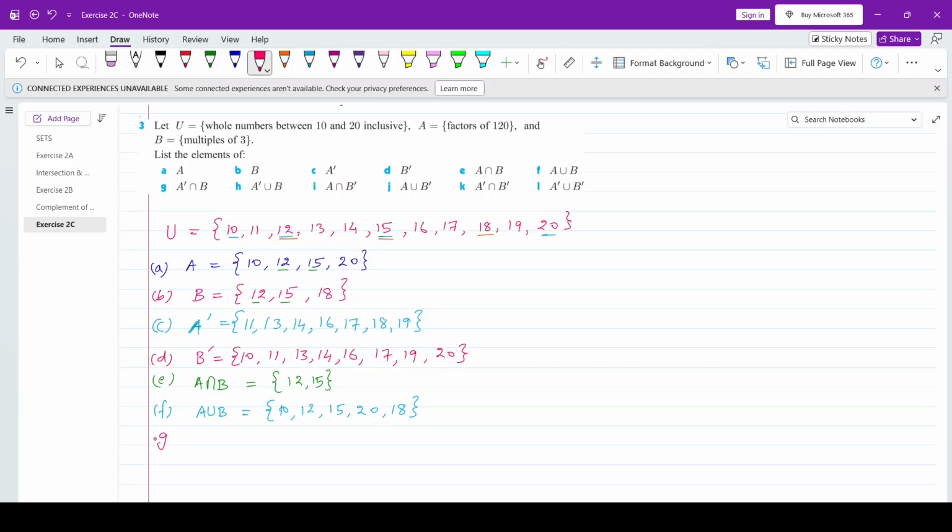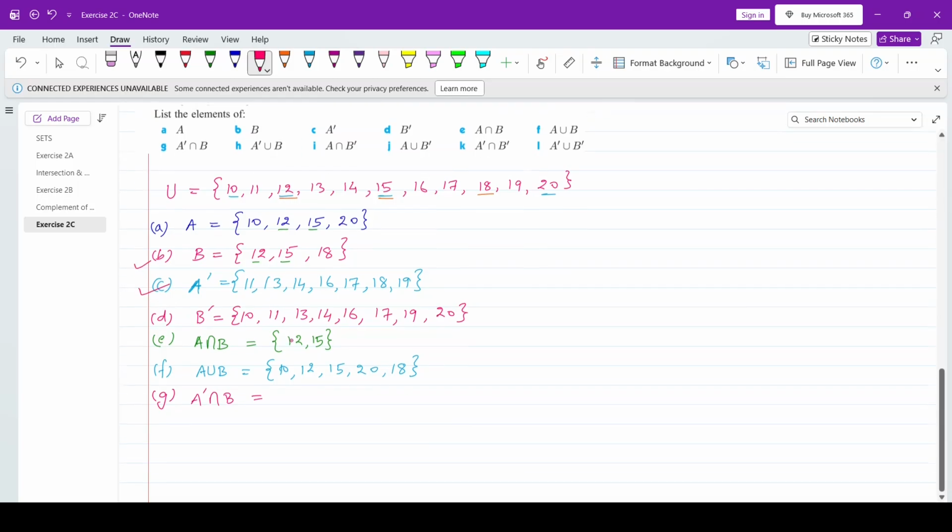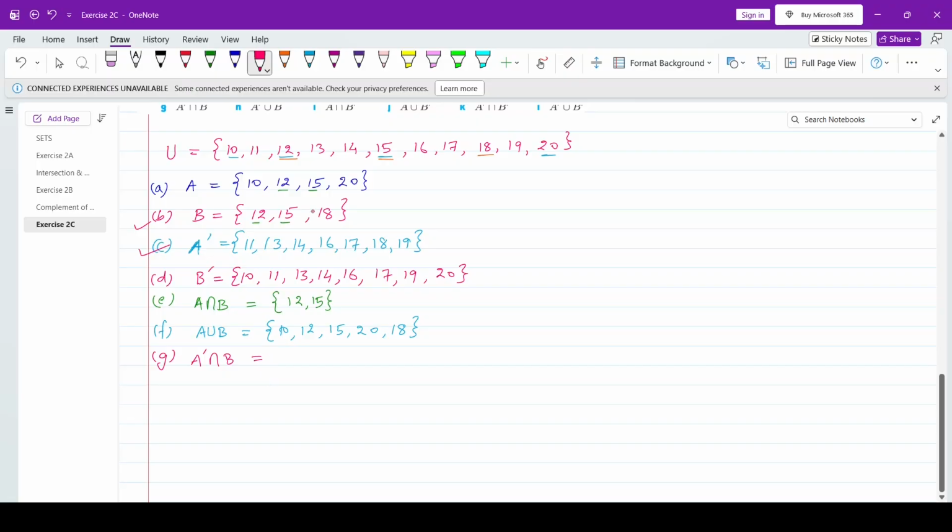Now G. G is asking A complement intersection B. So A complement is this one and B is this one. So what are the common elements in A prime and B? 12 we do not have here, 15 we do not have here, and 18, only 18 is present. So A prime intersection B is 18.